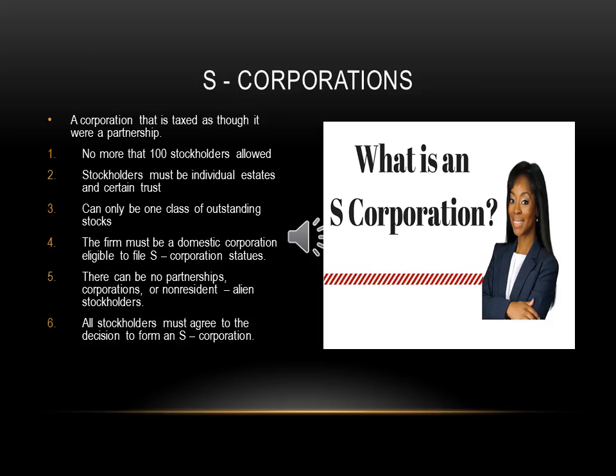An S corporation is a corporation that is taxed as though it was a partnership. They have no more than 100 stockholders allowed. Stockholders must be individuals, estates, and certain trusts. There can only be one class of outstanding stock. The firm must be a domestic corporation eligible to file S corporation status. There can be no partnership, corporation, or non-resident alien stockholders. All stockholders must agree to the decision to form an S corporation.